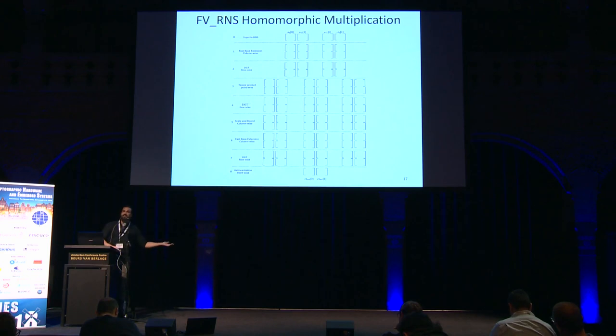And what I want to point out here is that, as you can see, we keep going back and forth between NTT and RNS representations. It would be very interesting, actually, to do these operations directly in the NTT domain. I mean the scale and round and the base decomposition. Whether they can be done in the NTT is still an open problem.